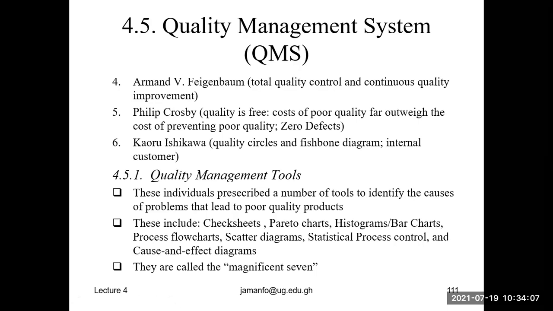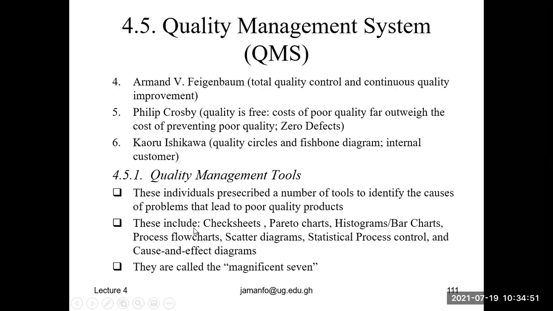Okay. What are some of the quality management tools? Now, these individuals, Ishikawa, Philip Crosby, Feigenbaum, Edward Deming, all of them, prescribe a number of tools to identify the causes of problems that lead to poor quality products. These include check sheets, Pareto charts, histograms through bar charts, process flow charts, scatter diagrams, statistical process control, and then cause and effect analysis.